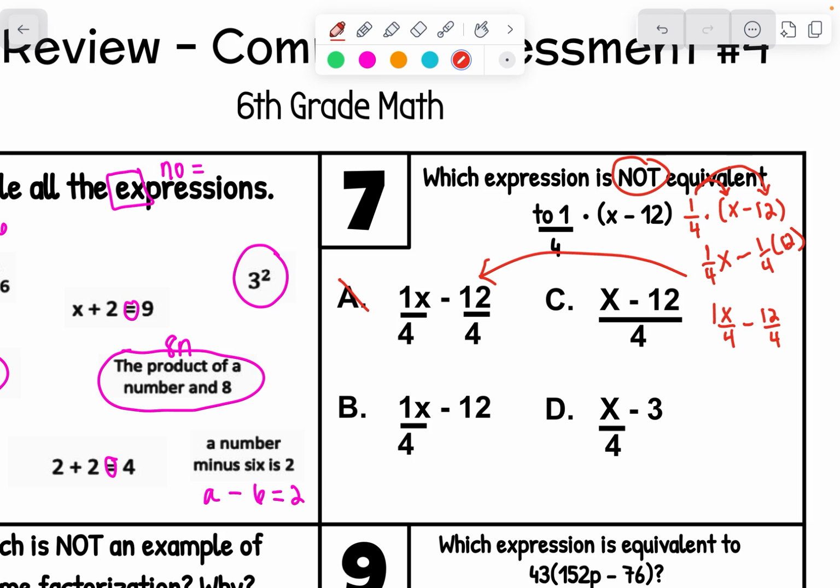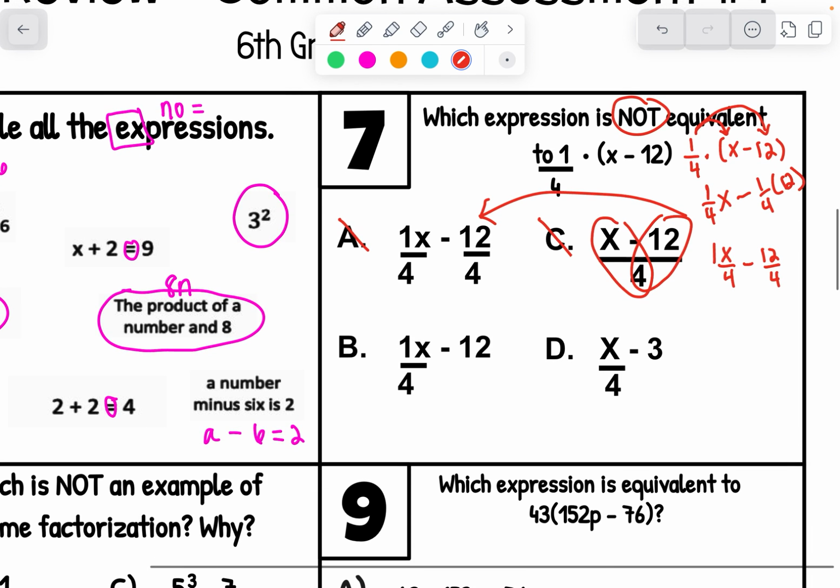If I were to keep going, I'm going to ignore B for right now. I'm going to go to C. Is C dividing everything by 4? Hopefully you're saying yes, because it's still dividing everything by 4. So that is correct. It's still using the distributive property. Let's go to D. I hope you can tell me what D actually did. D actually simplified it a little bit further.